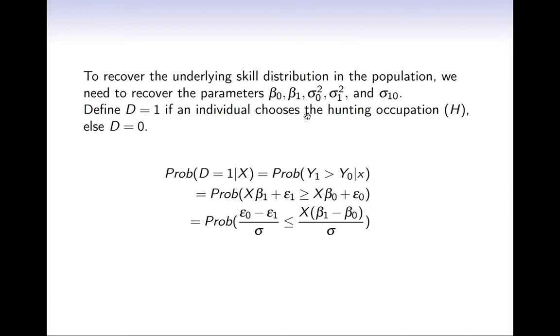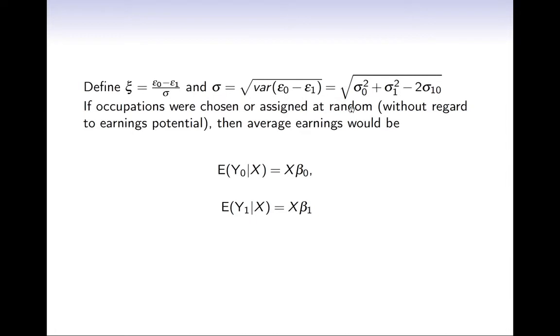Okay, if we just estimated a model of the probability of choosing the hunting occupation, that's going to be the probability hunting yields the highest income. Given that epsilon 0 and epsilon 1 are normal, then the difference is going to be normal. And here this is the standard deviation of epsilon 0 minus epsilon 1.